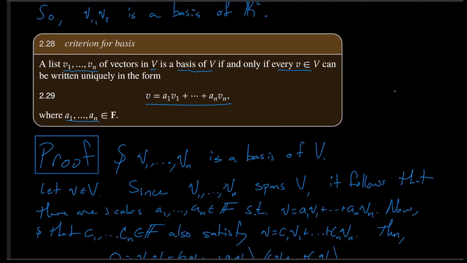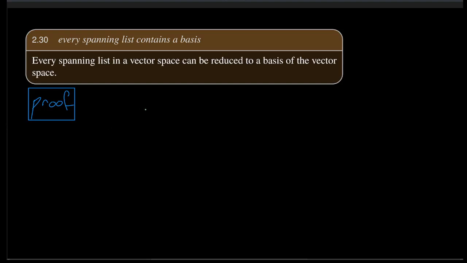So let's see what else we can do. Okay, up next, we're going to show that every spanning list in a vector space can be reduced to a basis of the vector space. So let's let v1 through vn be a spanning list for V, i.e. the span of v1 through vn equals V. Remember, a list, we're always assuming, is finite. So automatically, we're getting that V is spanned by a finite list, hence is finite dimensional. Though we haven't defined dimension yet, this just means that there is a finite spanning list. Okay, so let's take a spanning list.